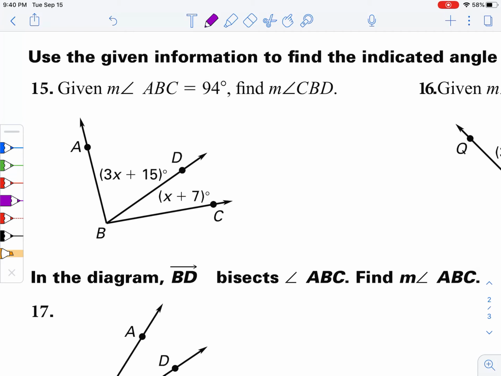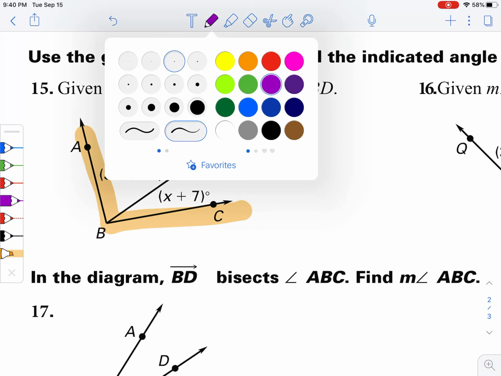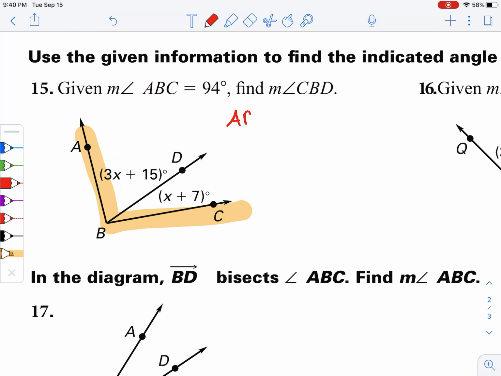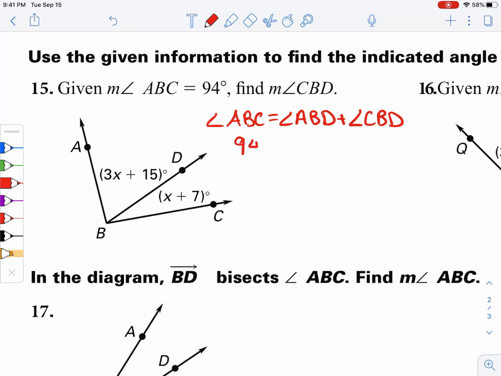I'm given that ABC is 94 degrees. So ABC is my total. So I can set this up as ABC is equal to my first angle, which would be ABD, plus my second angle, which would be CBD. So when I fill these values in, ABC, they told us, was 94. ABD is 3x plus 15. And then CBD is x plus 7.